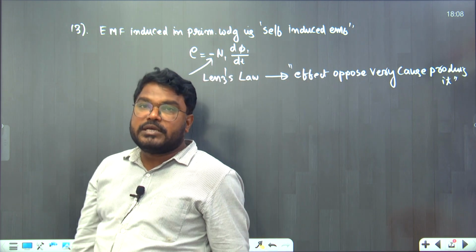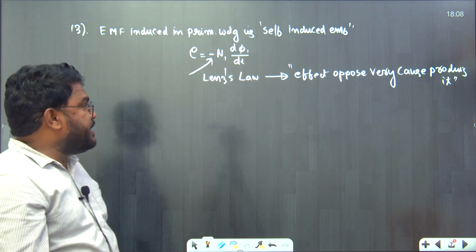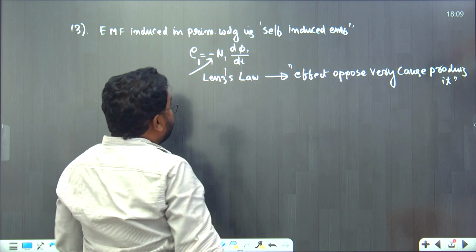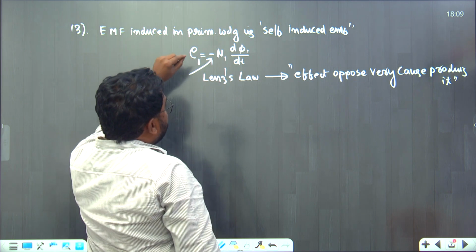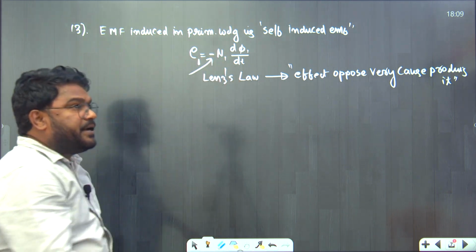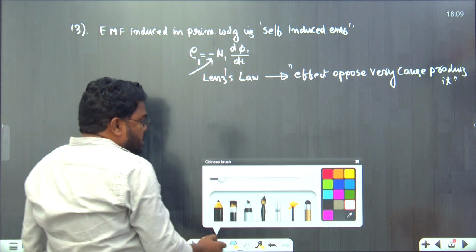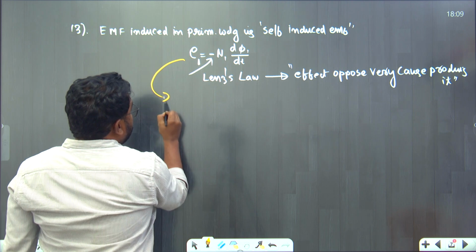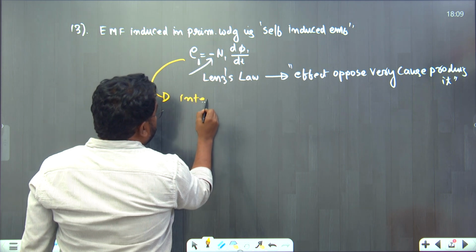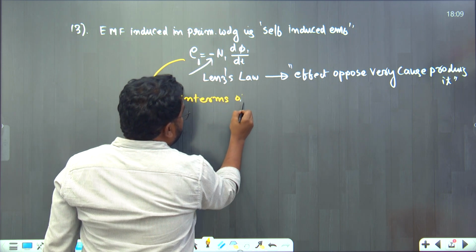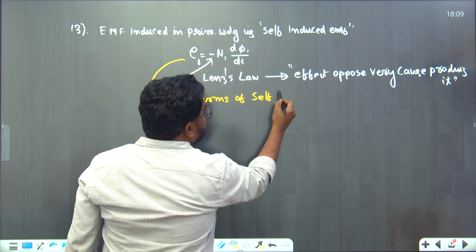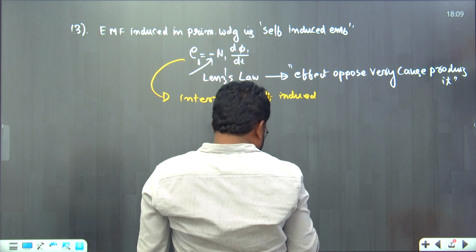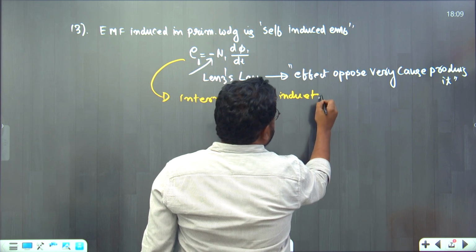The effect opposes the very cause producing it. That's why it is mentioned that the EMF induced in the primary winding, E1, is minus N1 d phi by dt. Sometimes we have a question on this EMF equation in terms of the self inductance. How do we get this induced EMF in terms of the self inductance?